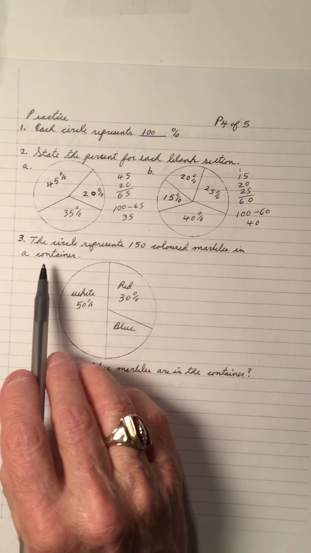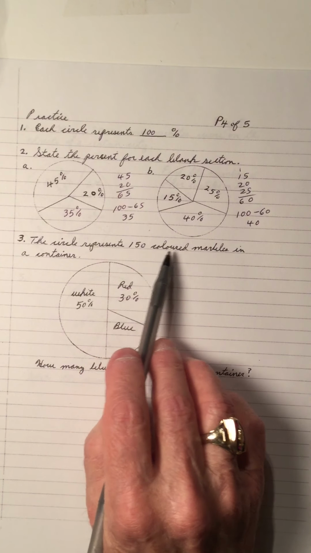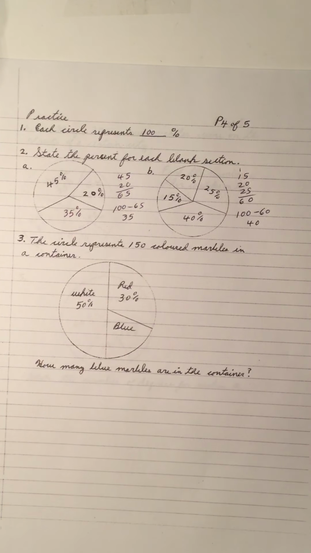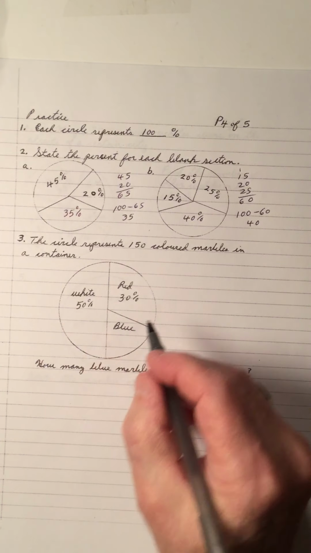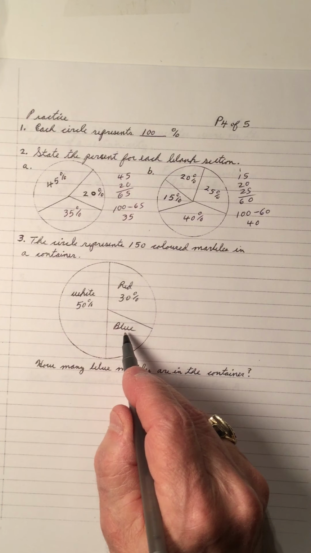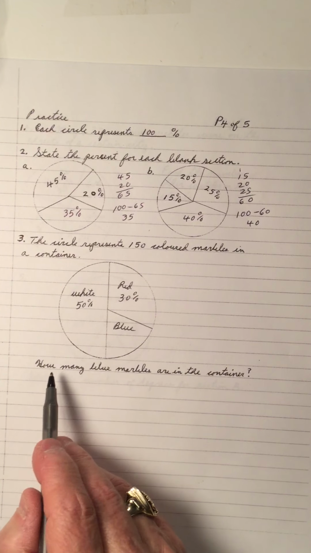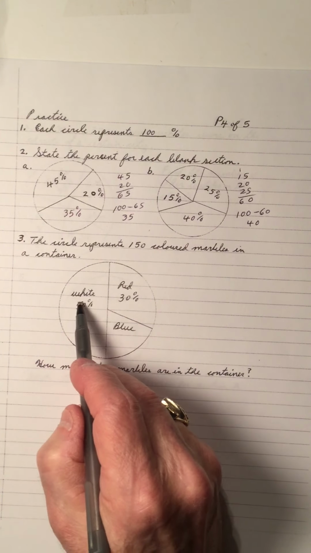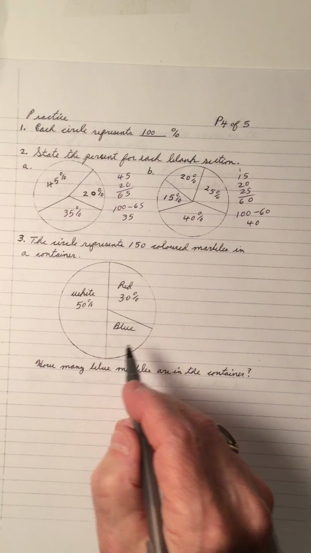Number 3, the circle represents 150 colored marbles in a container. So the circle is representing the percentage of the colored marbles. So 50% is white, red is 30, and blue we don't know. And the question reads, how many blue marbles are in the container? Now we're not asked to find the white or the red, just the number of blue marbles.